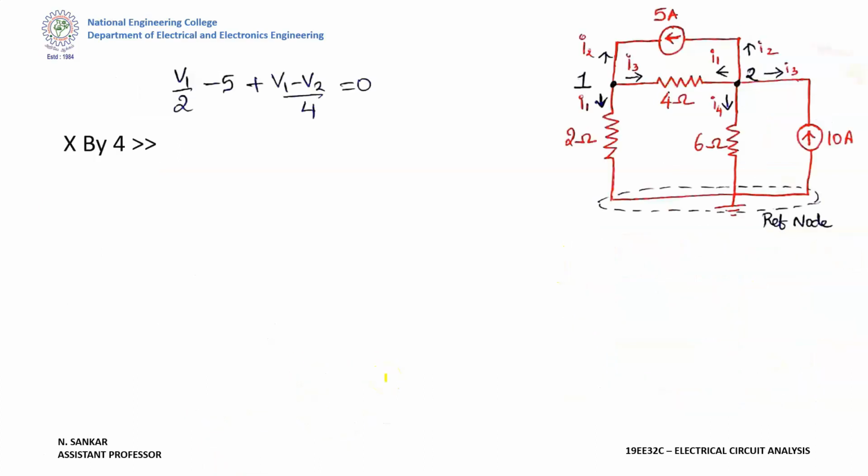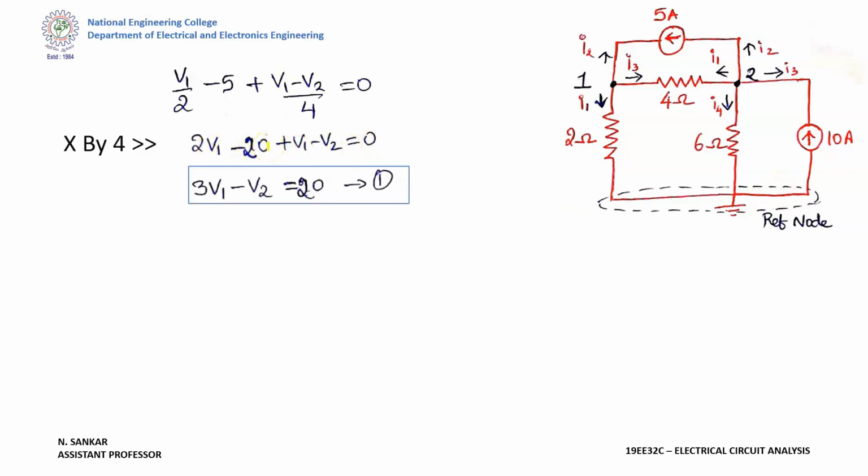Okay. Next, just multiply this by 4, so you will get the equation like this. So 2V1 minus 20 plus V1 minus V2 is equal to 0. Just bring the constant value here, add 2V1 and V1. So the equation will be 3V1 minus V2 is equal to 20. So this is the equation number 1.